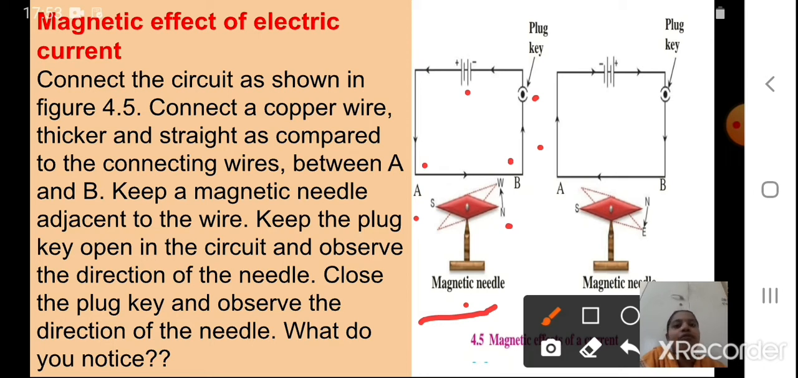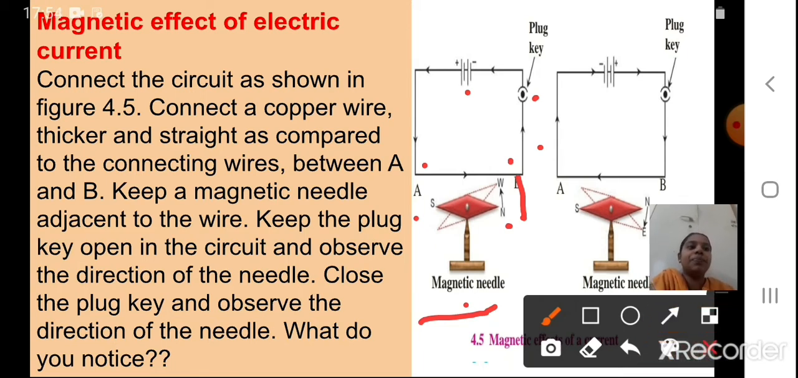Now after closing the key, what will you observe students? You will observe that the needle will move. In the first diagram you can see the north pole is turning a little bit towards the west. Can you see like this it is moving? So that means that there is a magnetic effect of electricity, because of the electricity the magnetic needle changes its direction. Okay students, did you understand till here?